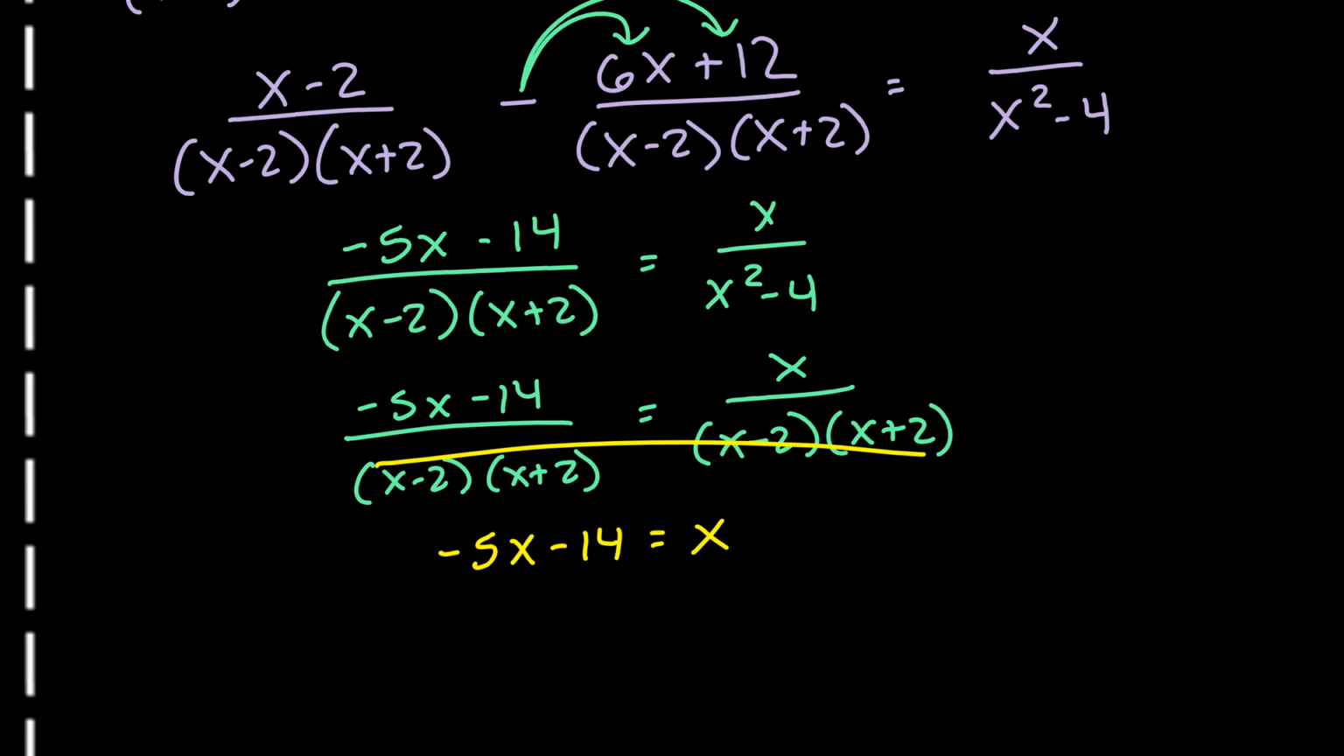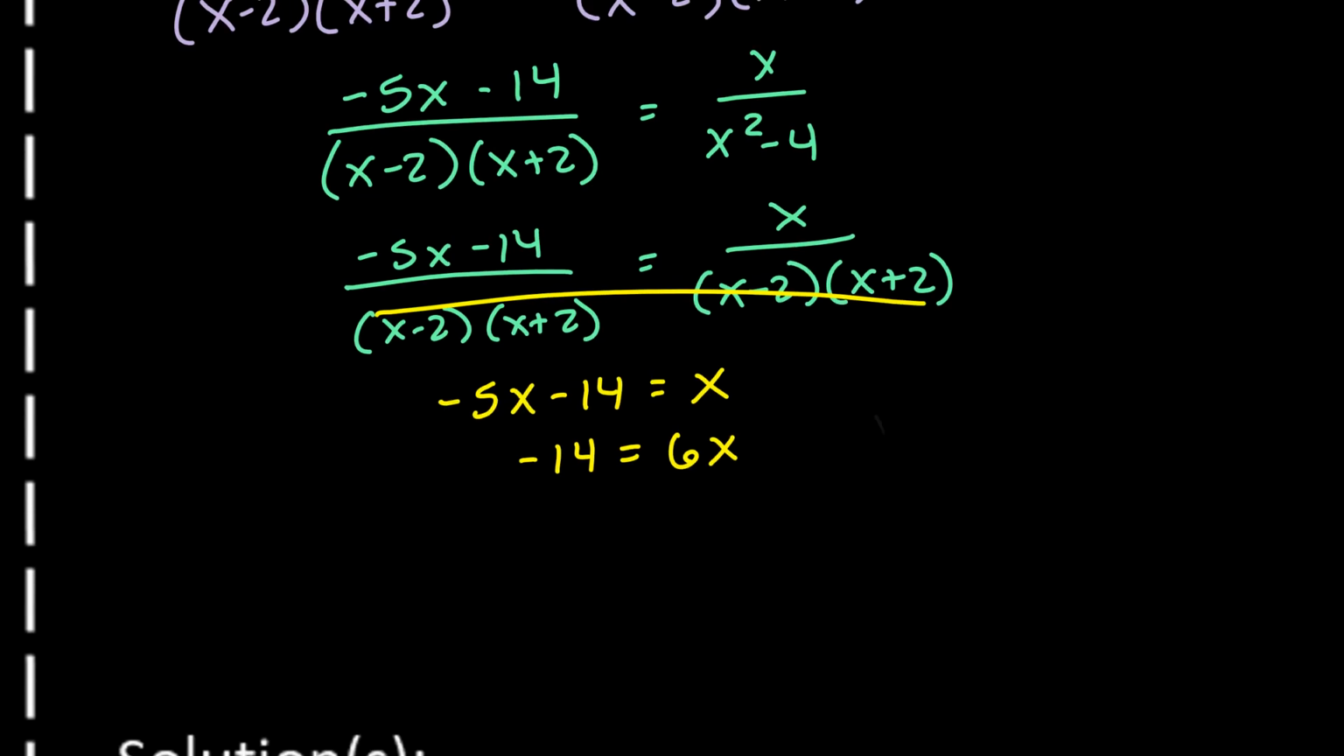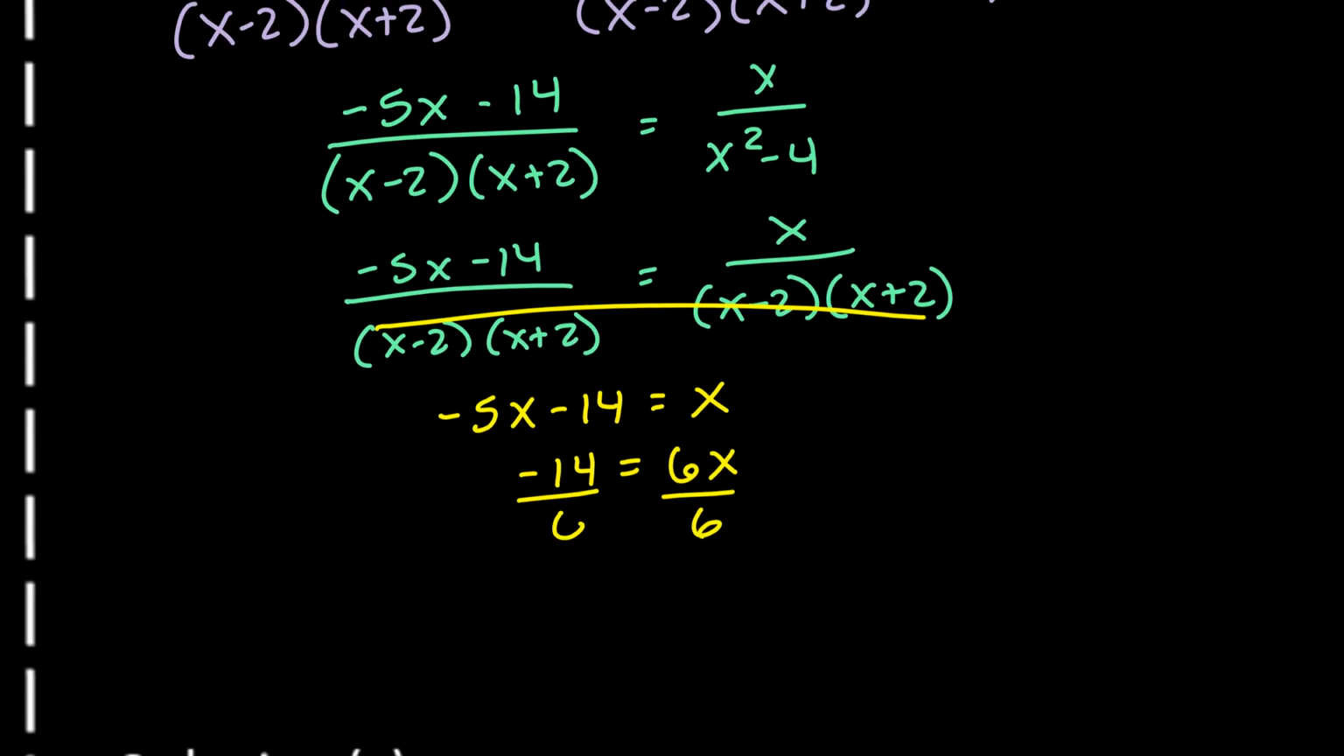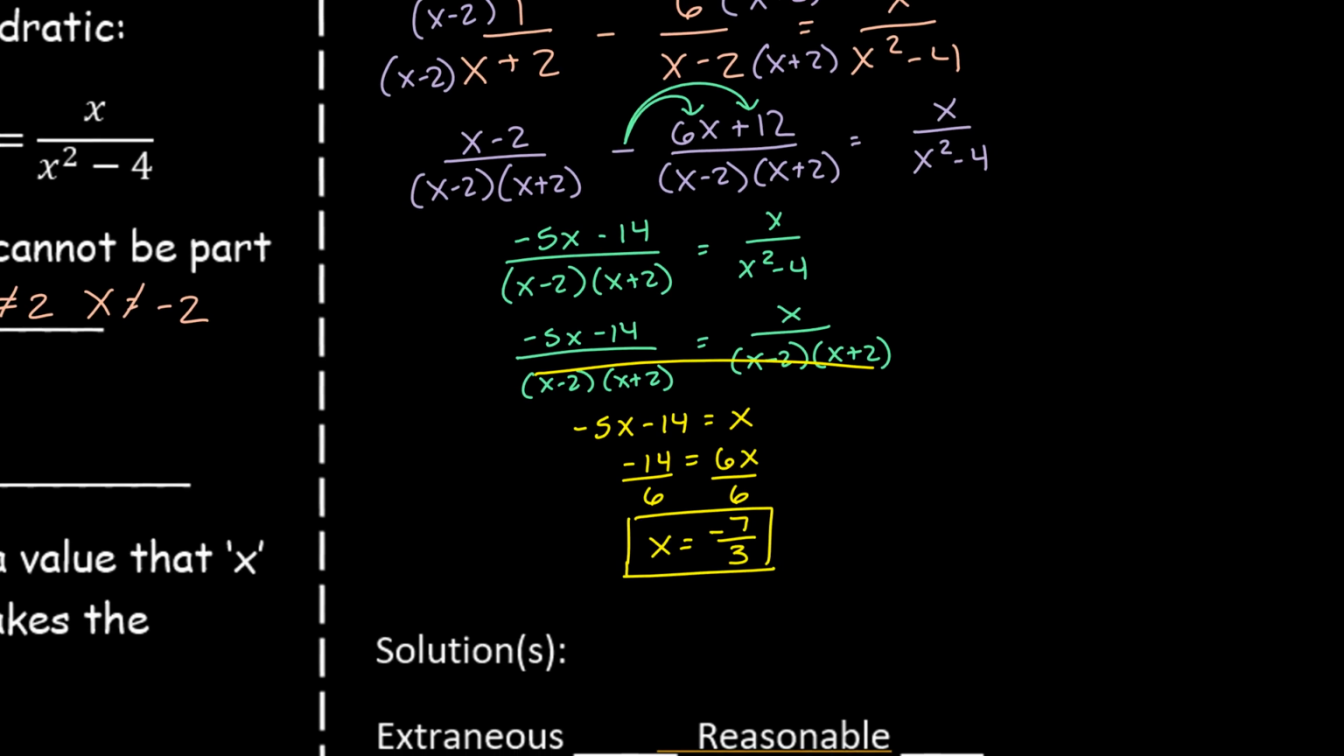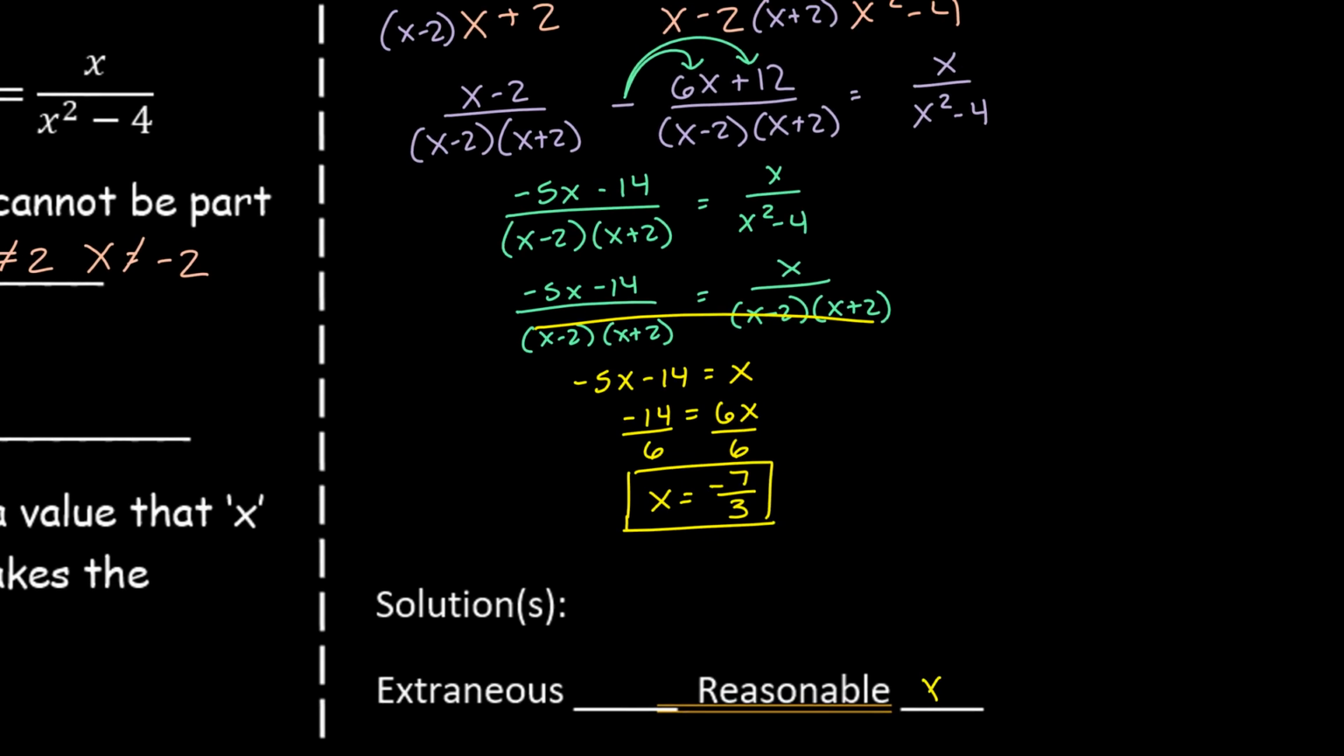Then you add 5x over and divide by 6. And what does negative 14 over 6 simplify to? Negative 7/3. Now, is that something that made this undefined? Nope, so this is a reasonable solution.